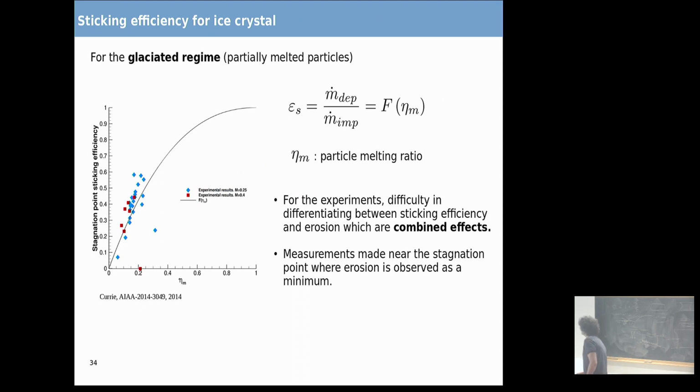A few words about sticking efficiency for ice crystals. Some experiments were performed at NRC, Canada, and they show that the sticking efficiency is an increasing function of the melting ratio, so the amount of liquid water in the particles. These experiments are very interesting, but maybe questionable, because here the sticking efficiency is measured from experiments, and how do they distinguish between sticking efficiency of the particle and erosion? That's not that easy.